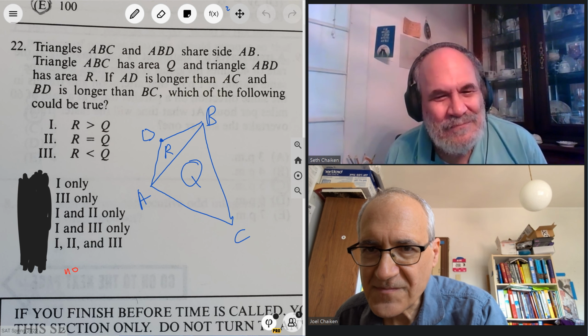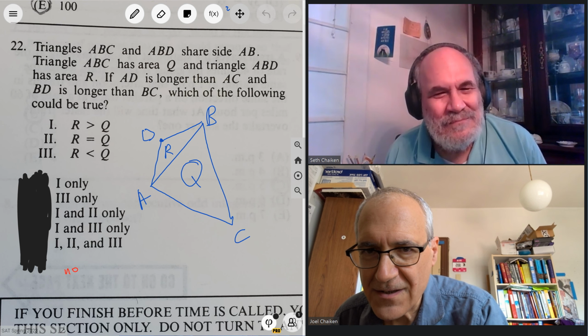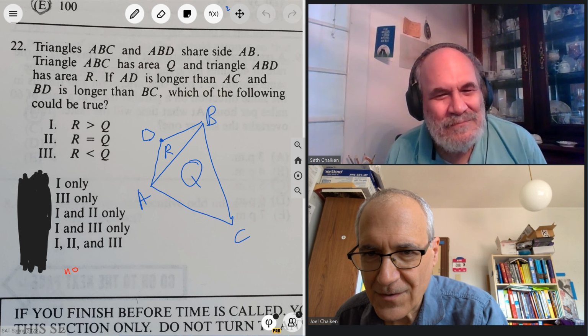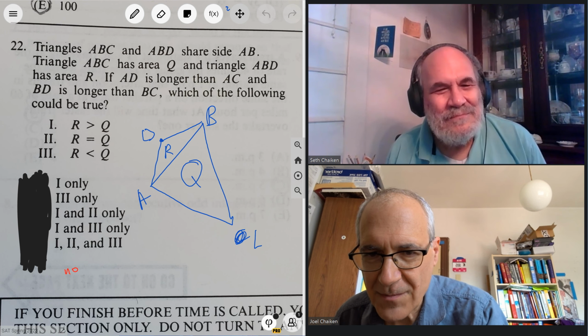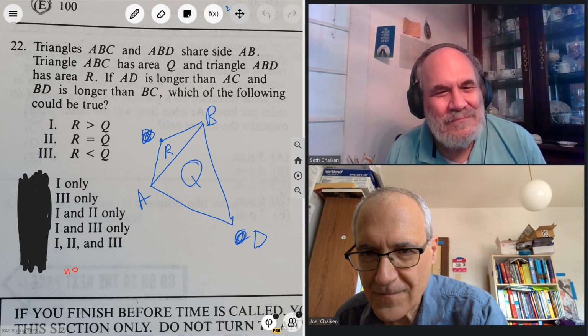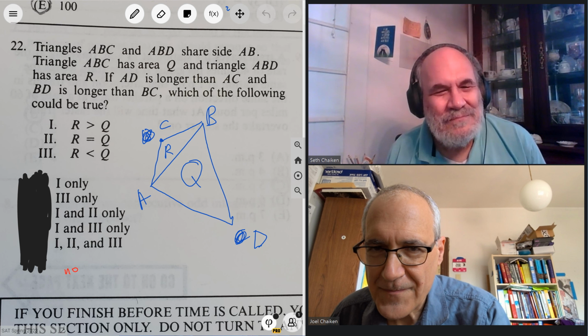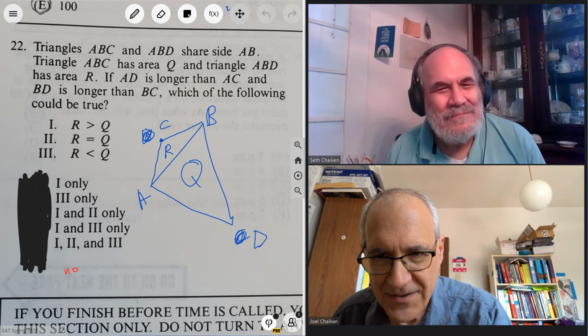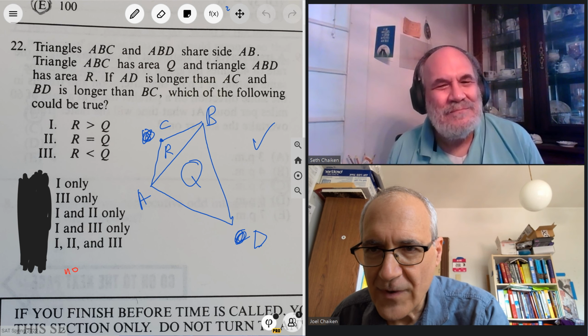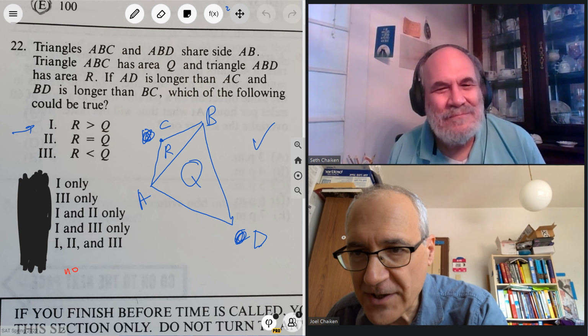Now, if AD is longer than AC, how about if we totally cheat and make this D and make this C? Okay, now we cheated, right? If AD is longer than AC and BD is longer than BC, okay, well, that's good. I got that right. Which of the following could be true?